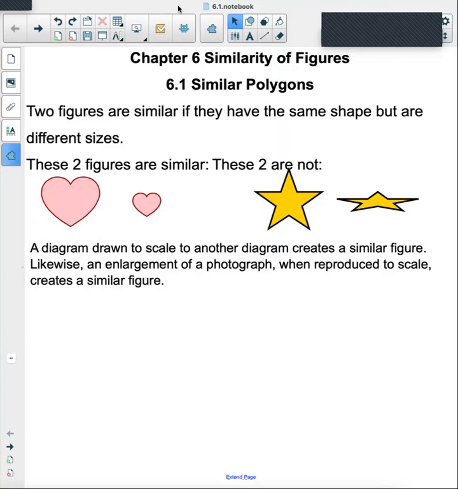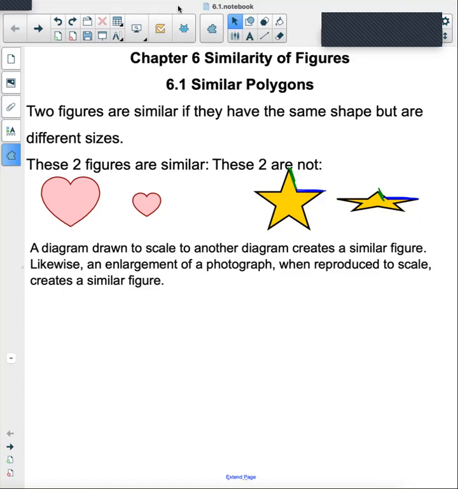Okay, so if we look at this pair of images here, we have two hearts and two stars. The two hearts are similar because they are reduced by the same scale factor. The two stars are not, because each point of the star is not reduced by the same amount. If we look at the sides, they are almost the same length. If we look at the top of the star, it is reduced by a larger factor. So those two stars are not similar, but because the heart is proportionately reduced, we say that they are similar.